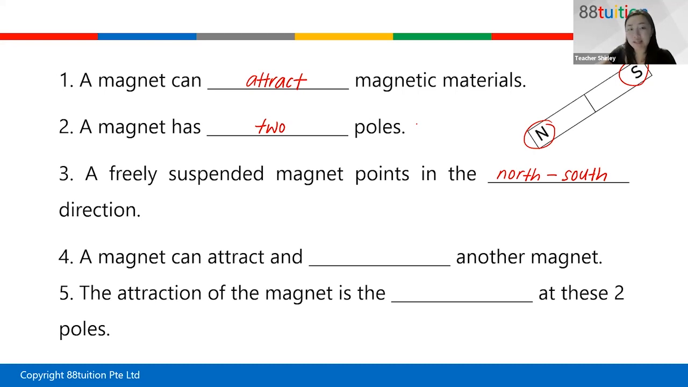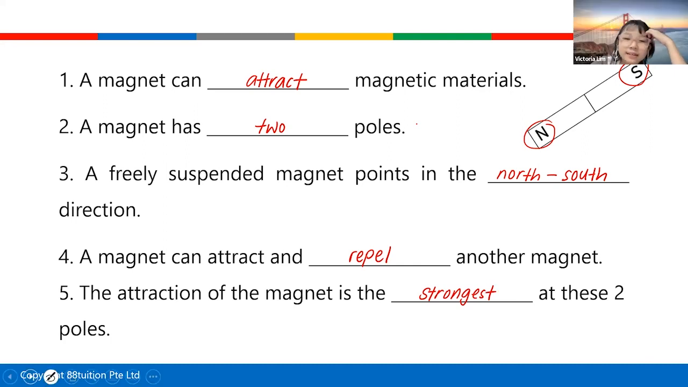A magnet can attract and repel another magnet. The attraction of the magnet is the strongest at these two poles. Yes, it is the strongest at these two poles.